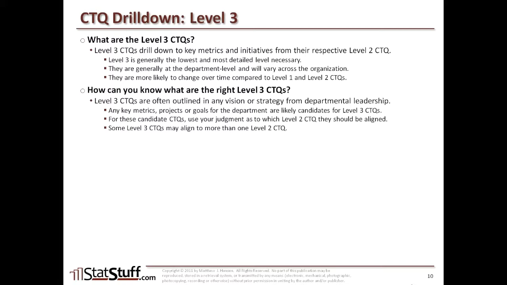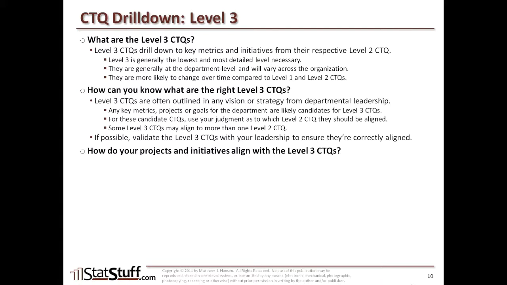For example, you may have one critical metric within your organization that you might find rolls up to both the financial performance level as well as to customer satisfaction. And that's perfectly normal and perfectly fine as long as you understand how those roll up to those levels. If possible, try to align those level 3 CTQs and get that validated by your leadership to make sure that you have it correctly aligned to what their perspective is.